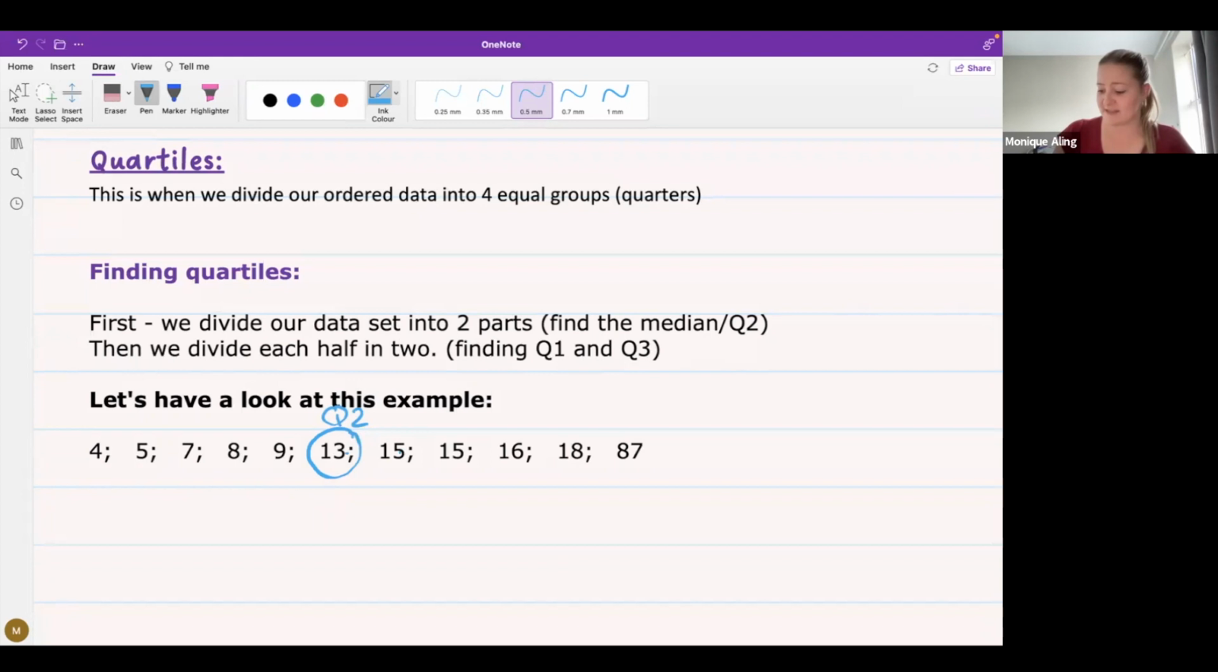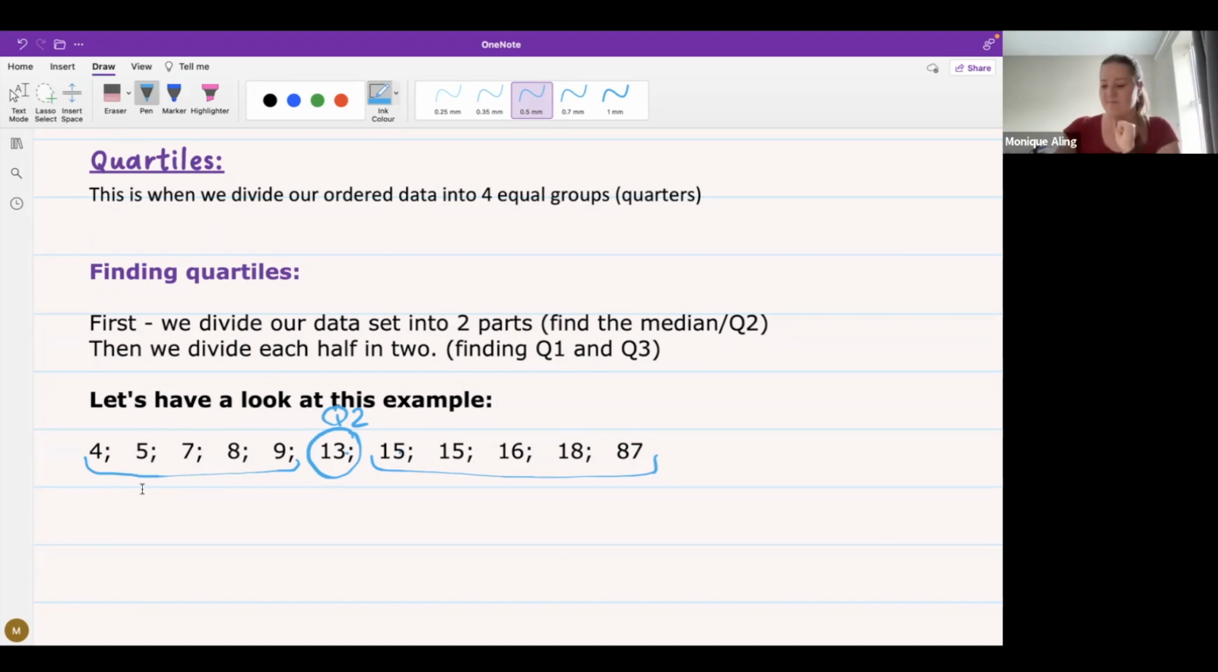Okay, so as you can see now, I have 1, 2, 3, 4, 5 numbers on the left-hand side, and I have 5 numbers on my right-hand side. It is split into 2 equal parts. The next step now is to go and find these 2 equal parts and halve them.